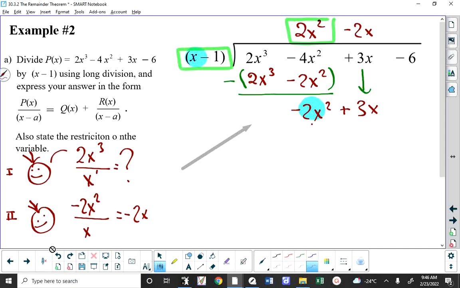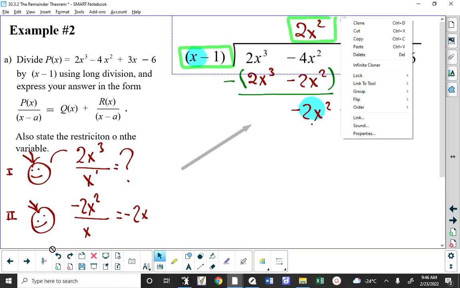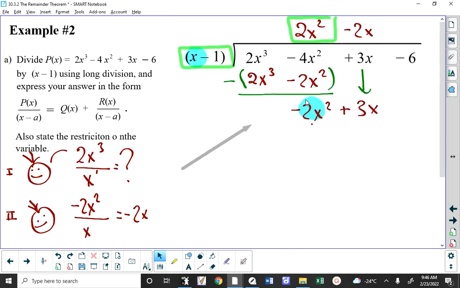Now I multiply. And again, I'm multiplying the result of the division, which is negative 2x, by the entire x minus 1. When I divide, I only use the x. When I multiply, I use the whole thing.